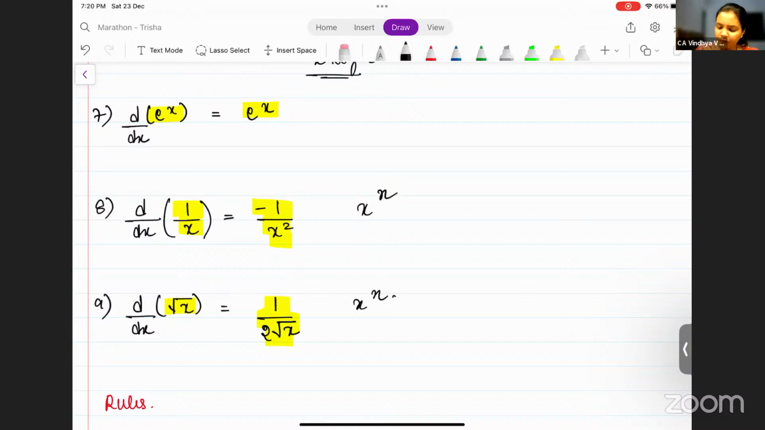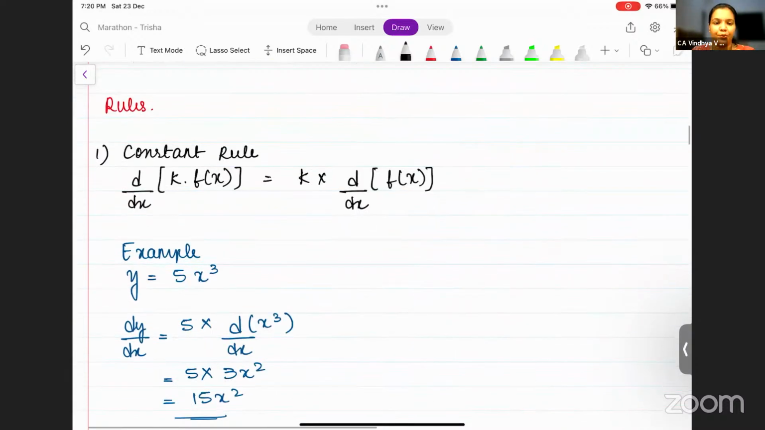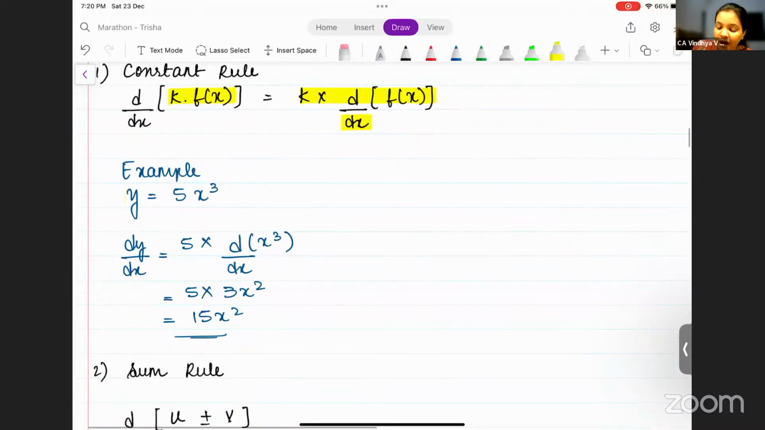Okay. Next, rules. Constant rule. What happens in constant rule is a function is multiplied with a constant, k into f of x. So in this case, you simply take k outside and find the derivative of the function. So here you have a function y as 5 into x cube. Here 5 is your constant and x cube is your function. So take 5 outside. Find the derivative of x cube.